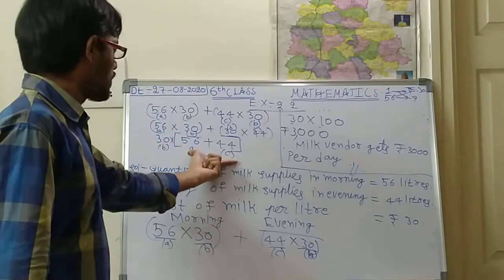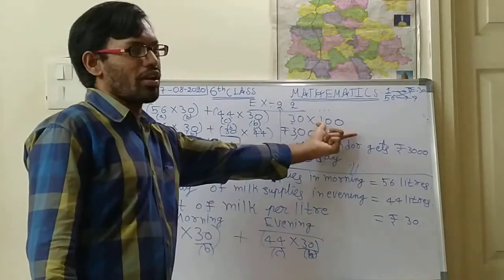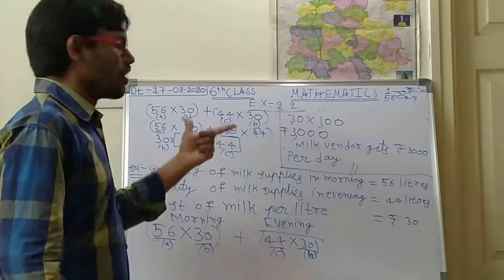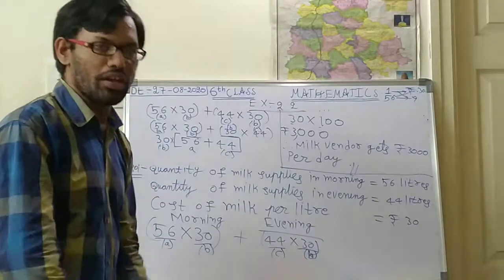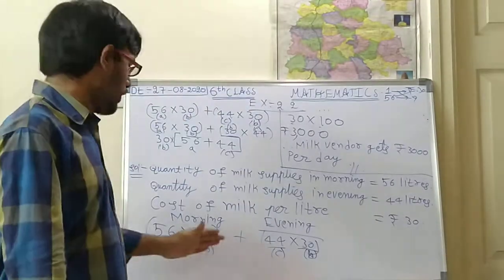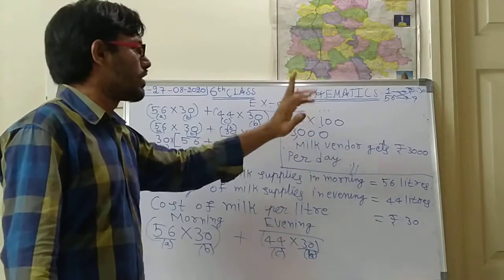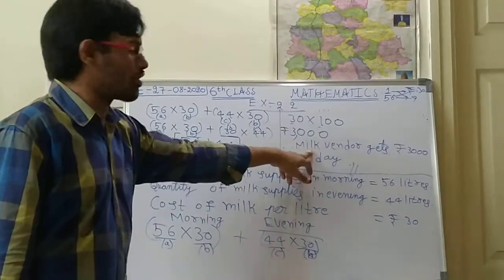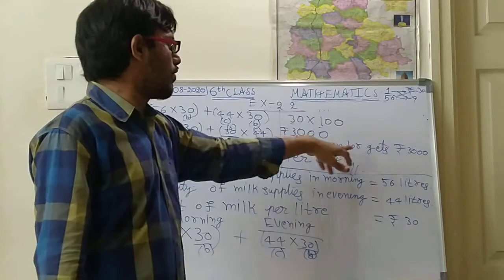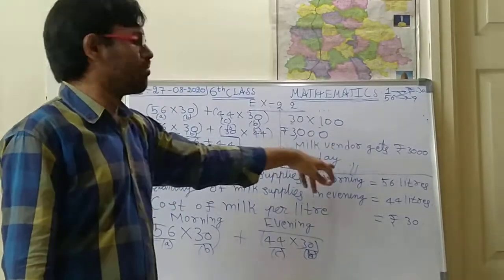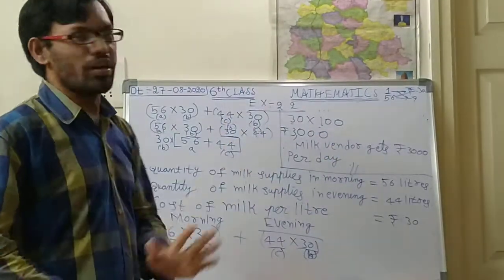First do the brackets. So here place is not there, that's why I have done here. But you should do here only. So the total step problem should be going to be down only. So here 30 into 100. 30 into 100, so that is 3000. So final step you should write: milk vendor gets rupees 3000 per day. Like this we should end the answer.